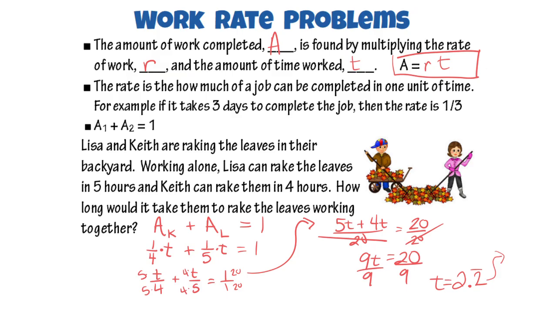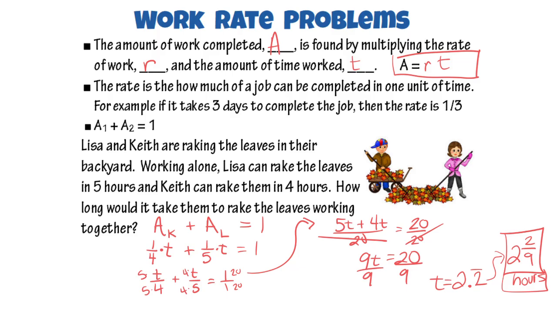we're going to write it like this. 2, and it goes in there twice with 2 left over, so 2 and 2/9. That's how long, oops, sorry, forgot to label. Don't forget to label. For sure, don't forget to label. 2 and 2/9 hours. That's how long it's going to take them to work together to get that job done.